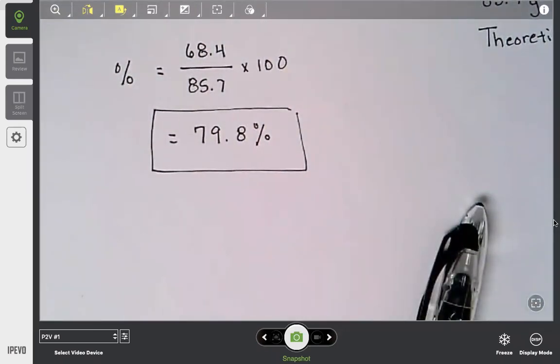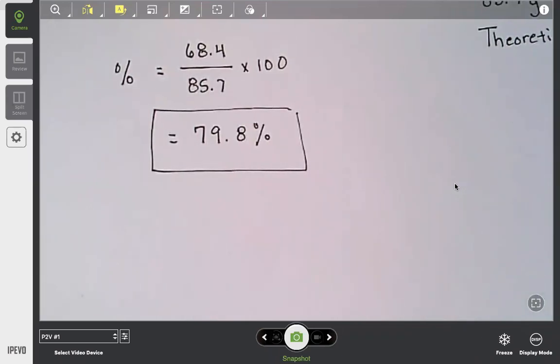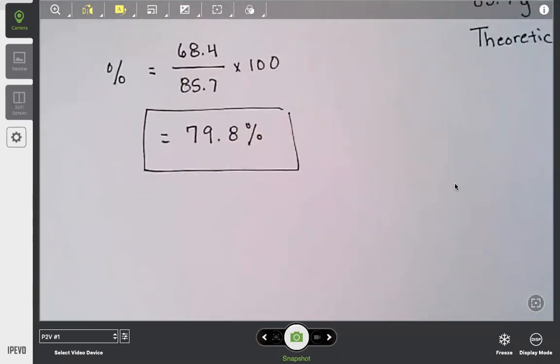Shouldn't take you but like a second. So what's the percent yield? 75. Easy peasy. Where it becomes challenging is when I ask you to calculate the theoretical yield first. And most of your problems will have where you have to do that.